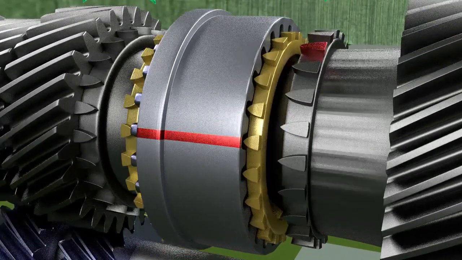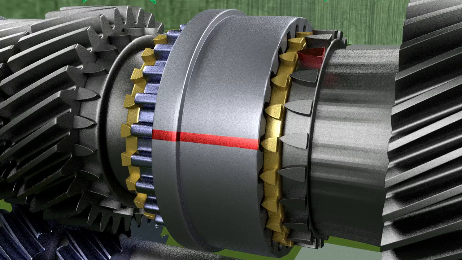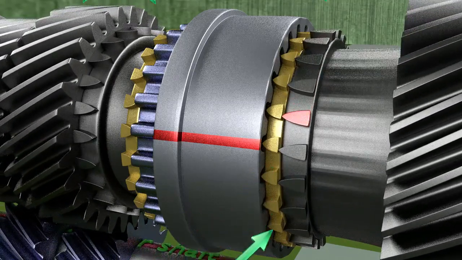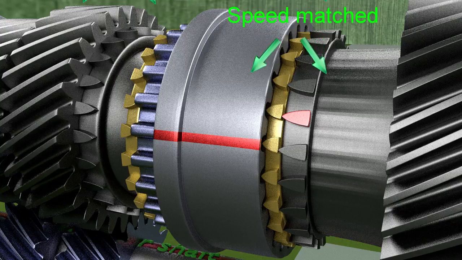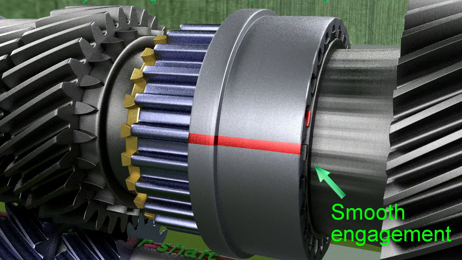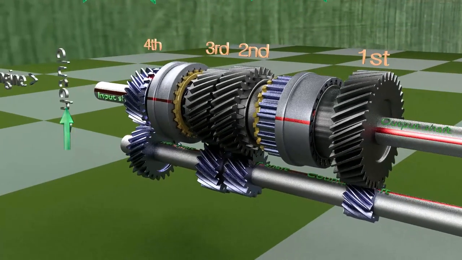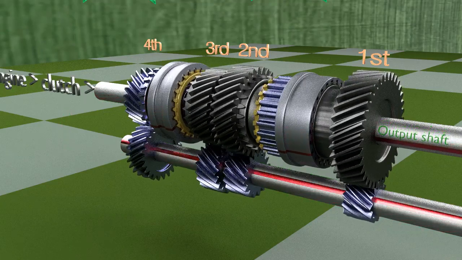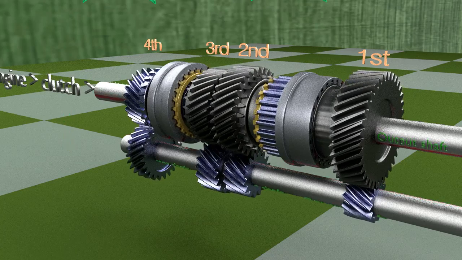Now when the shift sleeve is pushed, before the teeth can engage, the cone clutch engages first. This causes friction between the synchronizer ring and the mating cone on the gear. This frictional force overcomes the inertia of the transmission and the speed of the gear matches the speed of the shift sleeve. Further pushing the shift sleeve causes it to smoothly engage with the gear. Then the clutch is re-engaged by releasing the clutch pedal and now power is transmitted through the first gear, which causes the output shaft to rotate and the vehicle starts moving.